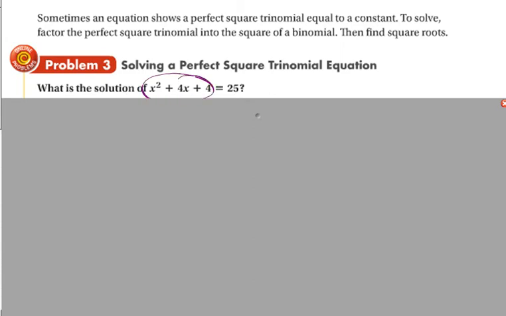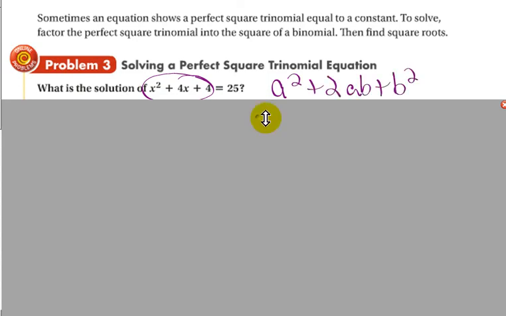Well, we can see that this is a perfect square trinomial because it's in the form of a squared plus 2ab plus b squared. Sorry, let me write that out again. a squared plus 2ab plus b squared. That's a perfect square trinomial. So is that a perfect square? Yes, it is. Of what? x. So my a is x. And is this value a perfect square? Yes, it is. The square root of 4 is 2. So my b is 2.